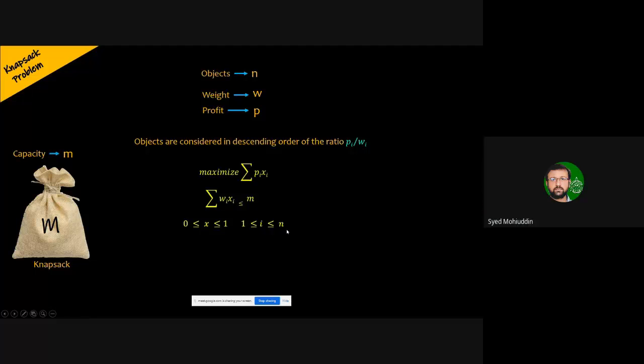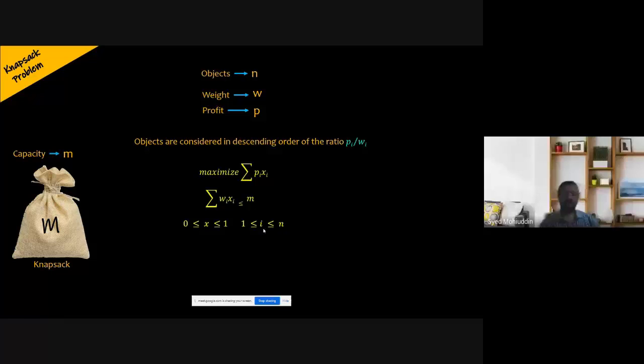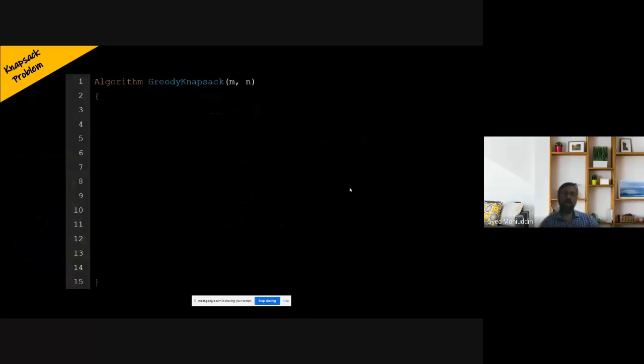The greedy approach maximizes the profit if the objects that need to be filled in the knapsack are considered in the decreasing order of the ratio of profit by weight. So this is what the knapsack problem is. Now how to solve this knapsack problem? Let us look at the algorithm.